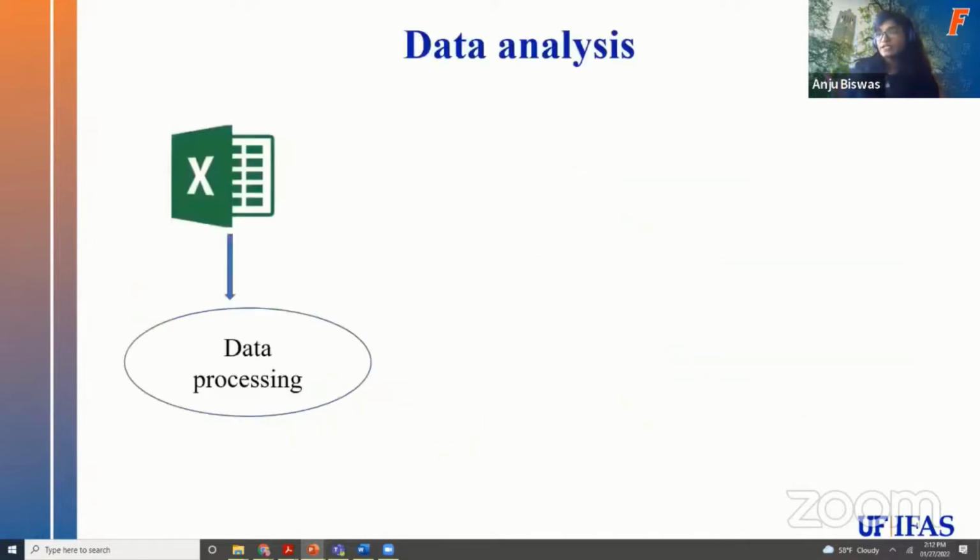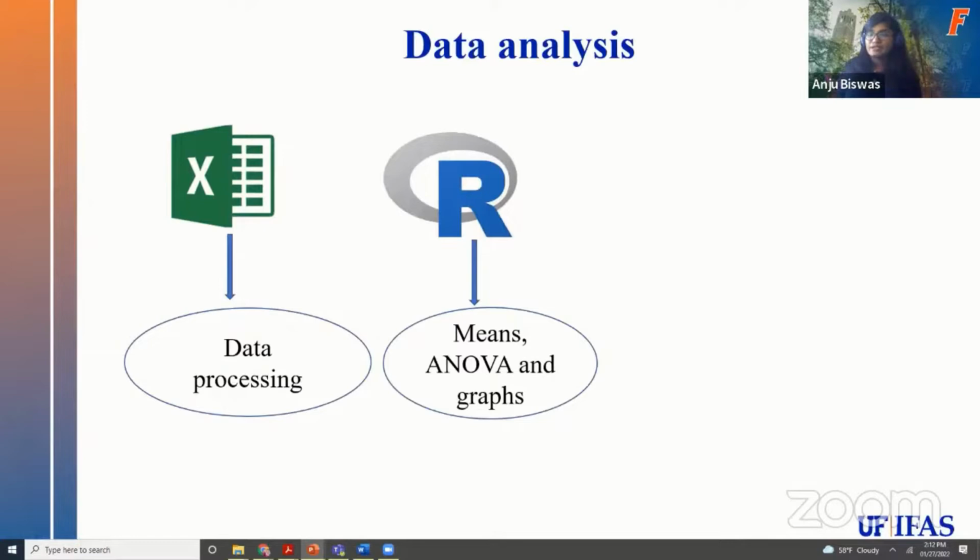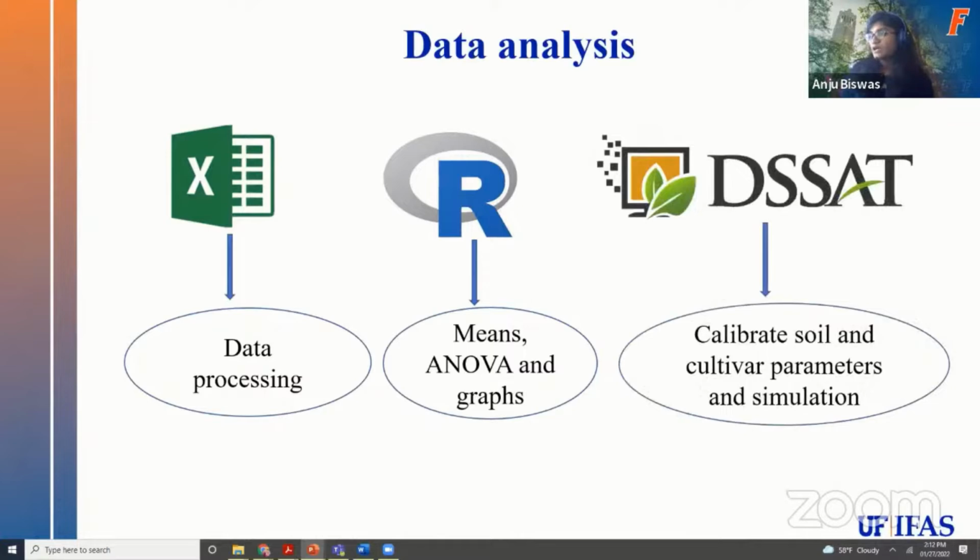So in our data analysis part, mostly I processed all the data in an Excel spreadsheet, and then I analyzed the data in R. Some examples are means, analysis of variance, and I also made some graphs using R. And later on, I did calibration of soil and cultivar parameters and other simulation in DSSAT.